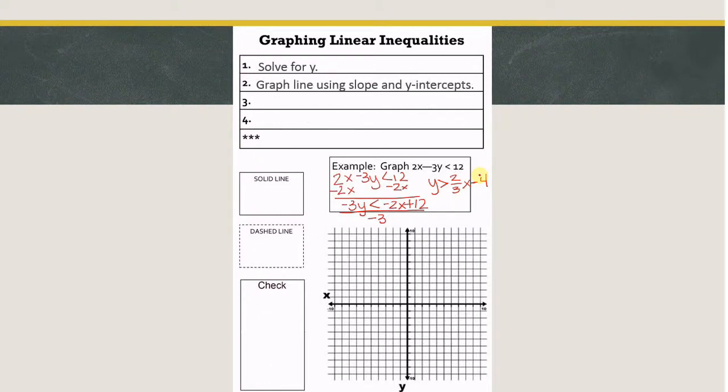Now we need to graph that line using slope and y-intercept. So my line's going to start at my y-intercept of -4. So 1, 2, 3, 4. Here's 4 right there. Use my slope. So up 2, over 3. 1, 2, 1, 2, 3. Run right there.